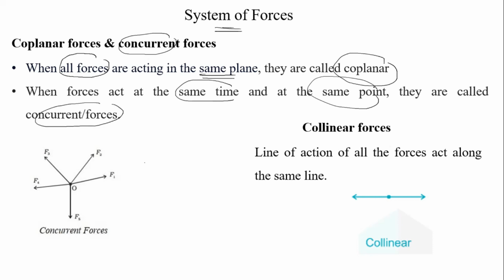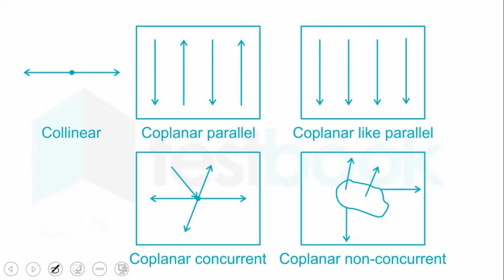So concurrent, this is the example, the intersection point is the same. All the forces act at the same point. Collinear means the line of action of all the forces is along the same line. See here, this is the point, and the lines of action of this force and this force are both in the same line, so this is called collinear forces. Force 1 and force 2 are both in the same line of action, so that is called collinear force.